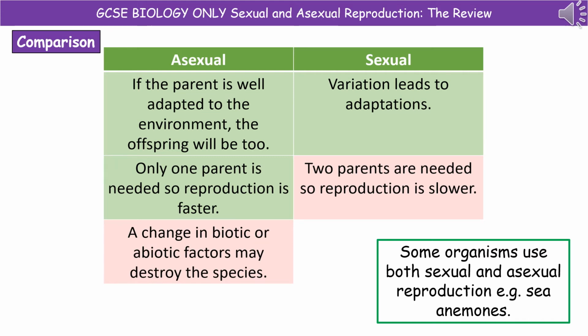A downside to asexual reproduction though is that a change in a biotic or abiotic factor may destroy the entire species because they're all genetically identical. A positive of sexual reproduction is that it leads to adaptations through variation, whereas a downside is that two parents are needed, which means reproduction is slower. And do remember we have some organisms that use both sexual and asexual reproduction to cover all bases, like sea anemones.